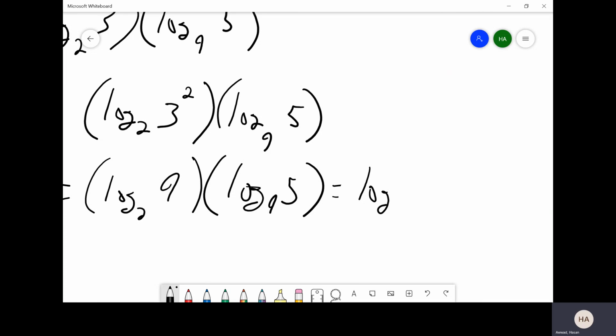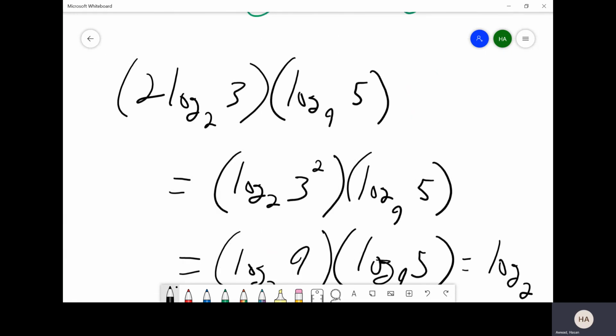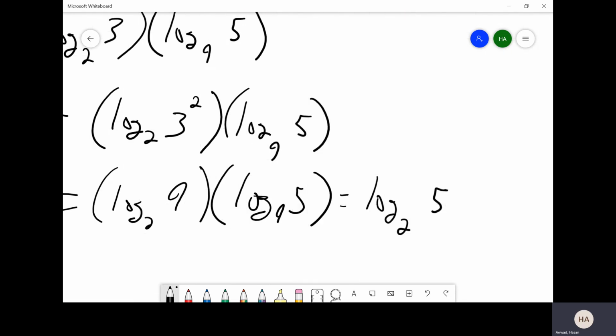What is the base that doesn't have a matching pair? Well, it's 2, right? So we're just going to have log base 2. And what is the value that doesn't have a matching pair? Well, that is 5, right? So that means our final condensed logarithm is log base 2 on 5. So notice how we started with 2 logarithms, and we can condense it down to 1.